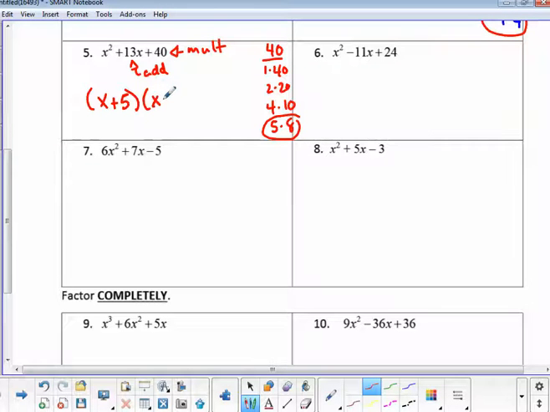So you can just write x plus 5 times x plus 8. Alright, so if you haven't been stopping the video between each problem, you should be doing that. You should try the problem before you watch the solution.